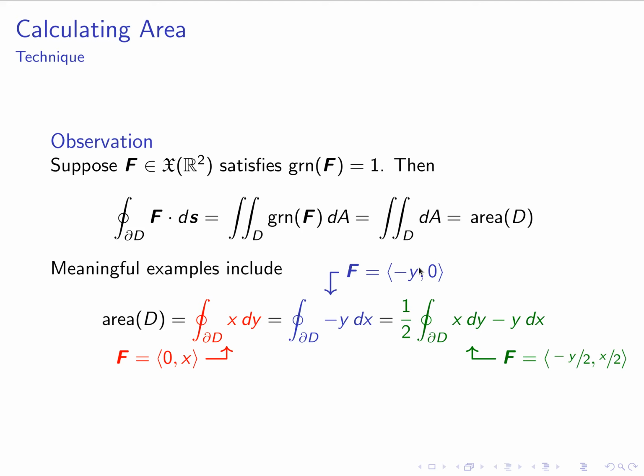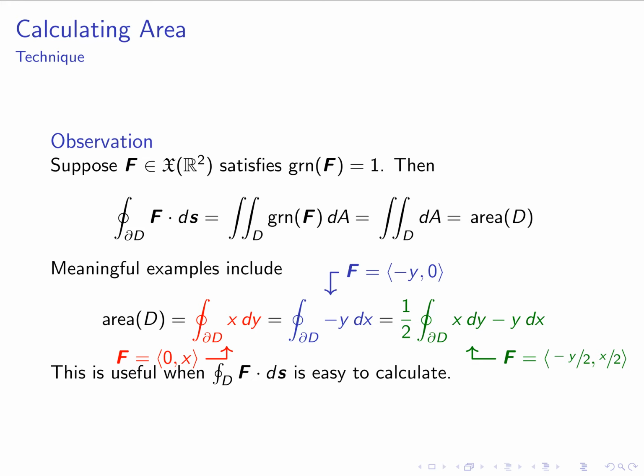And yet another way to do it would be to say that the area is 1/2 of the integral of x dy minus y dx. And here we would be choosing the vector field to be (negative y over 2, x over 2). So the idea is that whenever our vector field has Green operator equal to 1, we know that the work done by that vector field over the boundary of a domain is the same thing as the area of the domain. And three examples of vector fields whose Green operator equals 1 are the vector fields (0, x), (negative y, 0), and (negative y over 2, x over 2).